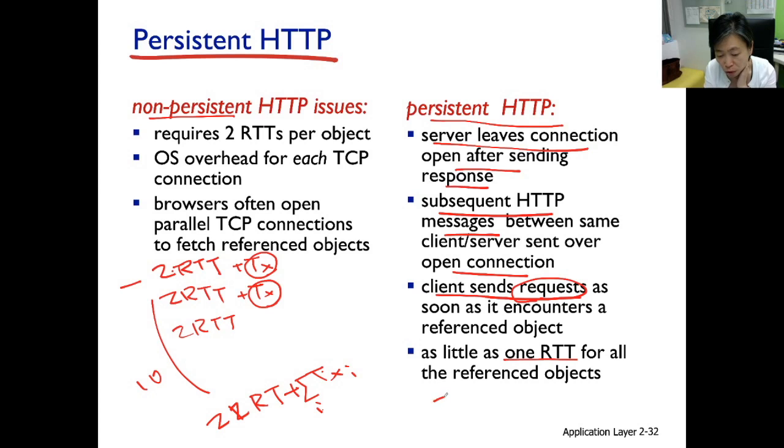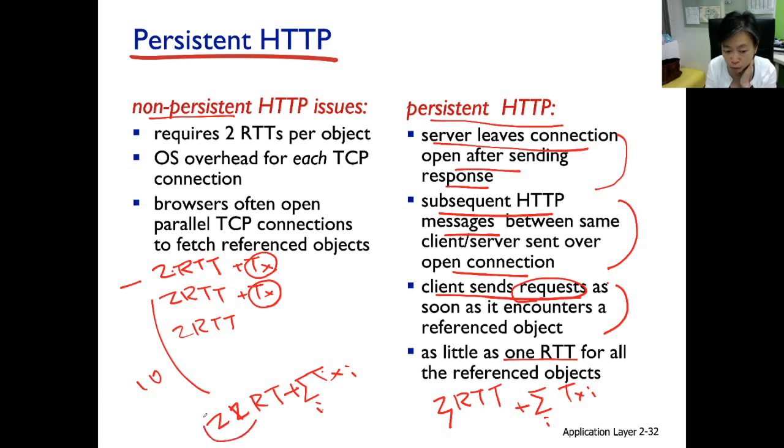So altogether, just 2 round trip times. First is to establish the connection. Second is to download the first object. Third is to download all the rest of the 10 objects. So it should be 3 round trip times plus the transmission time required to send all these objects. So 22 versus 3. Big win over here, right? Yeah. So this is in HTTP version 1.1, the most up-to-date version.